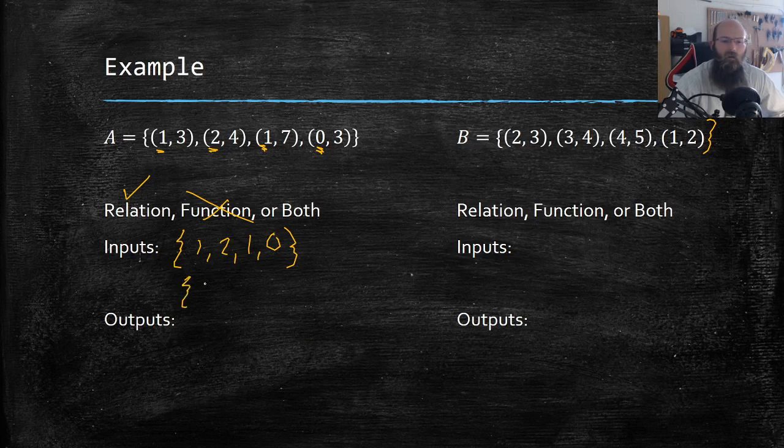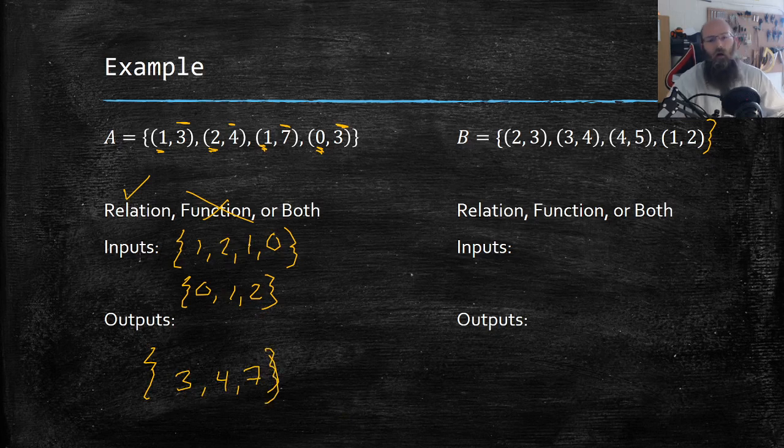And again, I'm going to write this in ascending order, and I'm not going to write any extras. I'm not going to do the duplicates. I don't need to write both 1s. There is a 1 there. And outputs, those are the things that come out. 3, 4, 7, and 3. Remember, that part's not a problem. There's 2 3s there, not an issue. 3, 4, and 7. And I'm not going to write the 3 twice. There's no reason to do that. All right, so that one was just a relation, not a function.